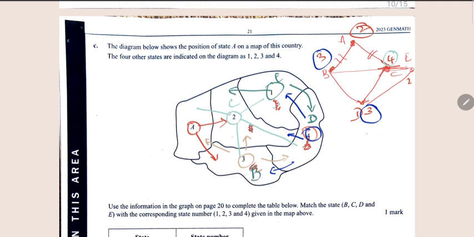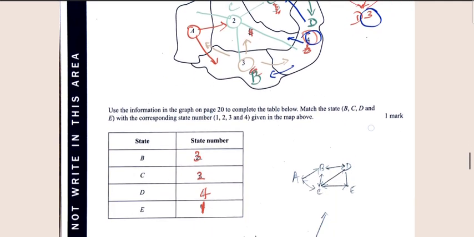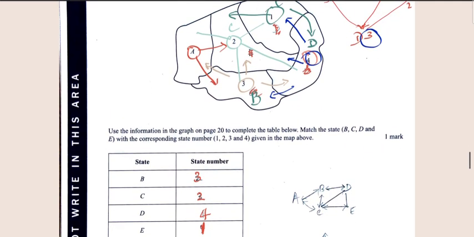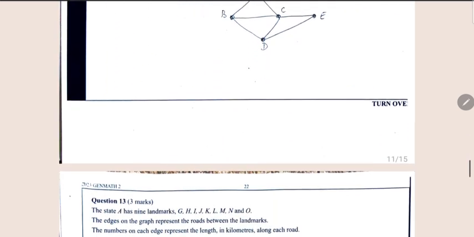So finding the degree of the vertices and matching them up to your graph is the easiest way. I've experimented with a few ways, and this is the easiest way to do it. So if you write that down, so B is 3, C is 2, D is 4, and E is 1. There are different ways of doing it. You don't have to follow my method, whatever works for you. It just depends on how you think about things, okay?